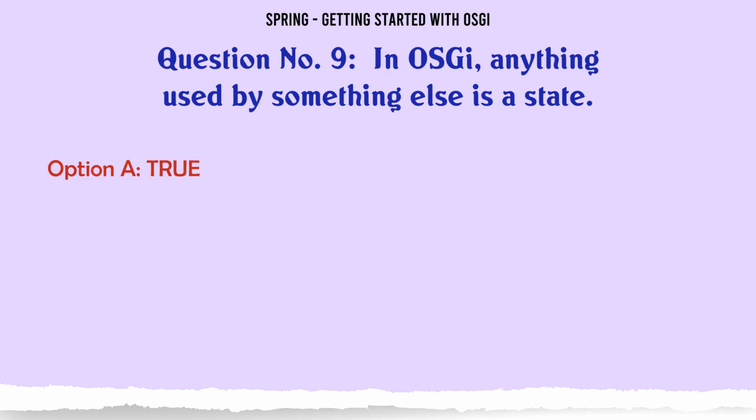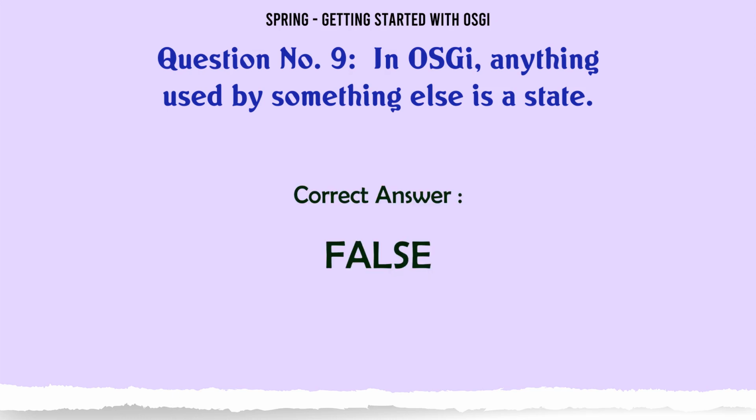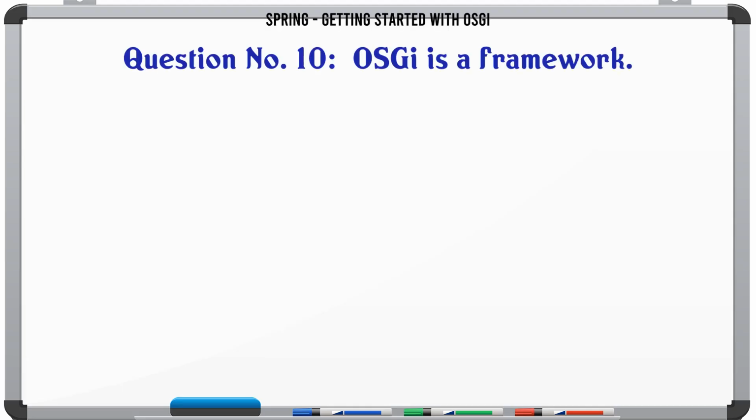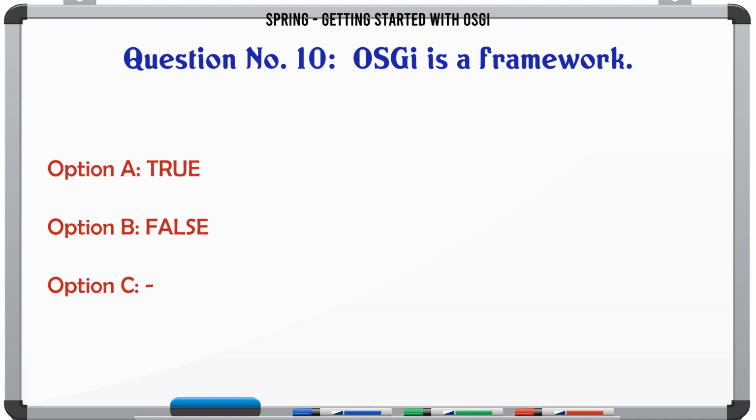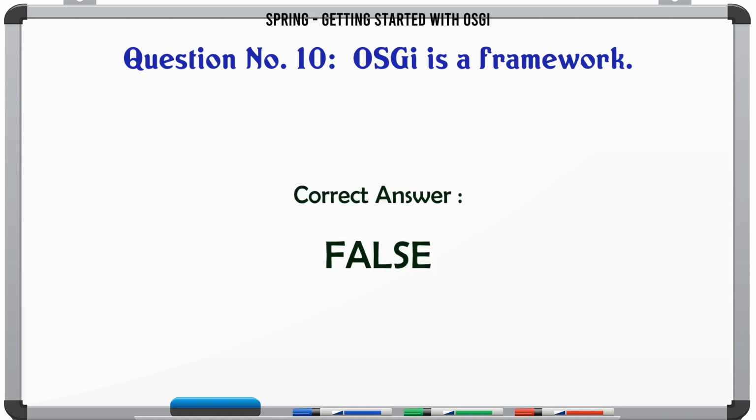In OSGi, anything used by something else is a state. A. True, B. False. The correct answer is false. OSGi is a framework. A. True, B. False. The correct answer is false.